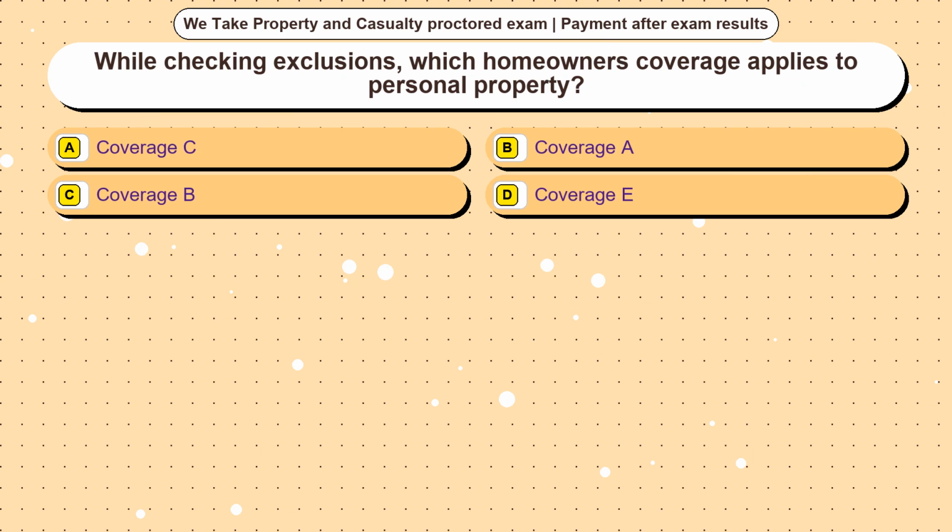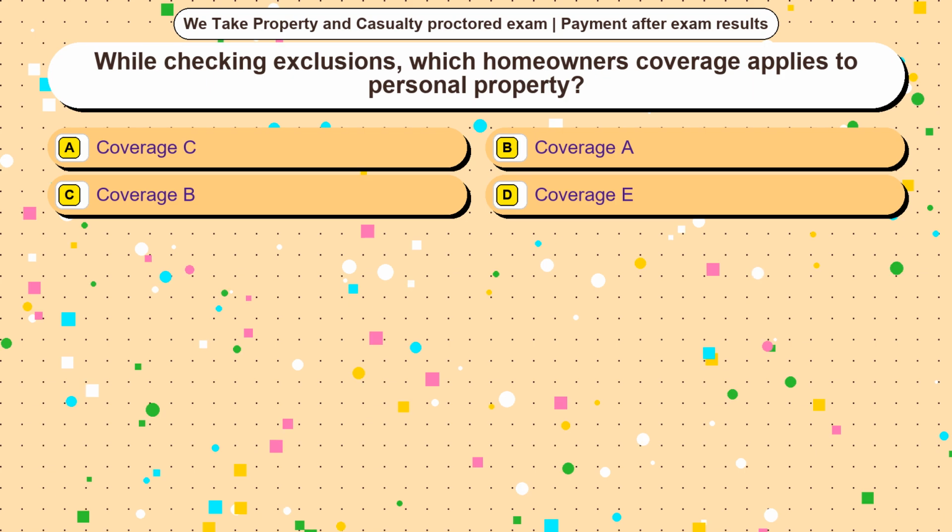Question 8. While checking exclusions, which homeowners coverage applies to personal property? Option A, coverage C. Option B, coverage A. Option C, coverage B. Option D, coverage E. The correct answer is option.